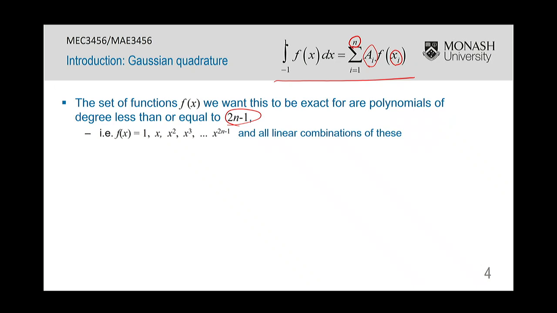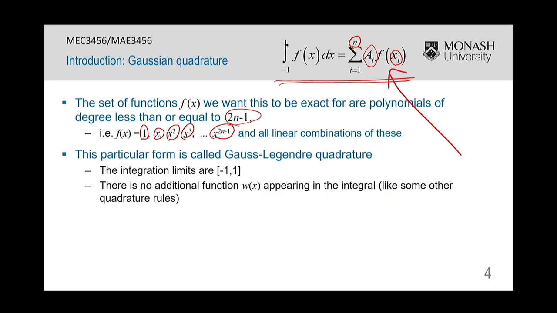What this means is that we want this expression to be exact when f of x is equal to 1, when f of x is equal to x, when it's equal to x squared, x cubed, etc., all the way up to x to the 2n minus 1. Of course, if it's true for all of these individual monomials, it must then be true for any combination of all of them.